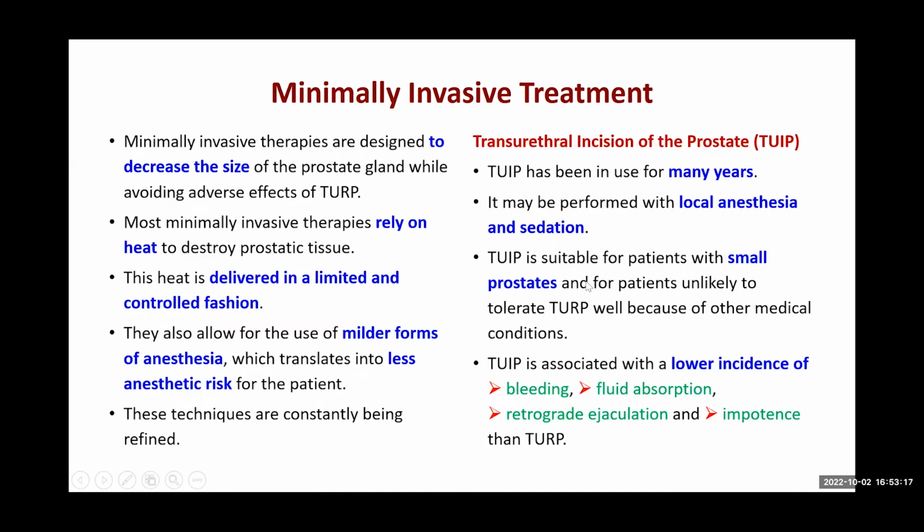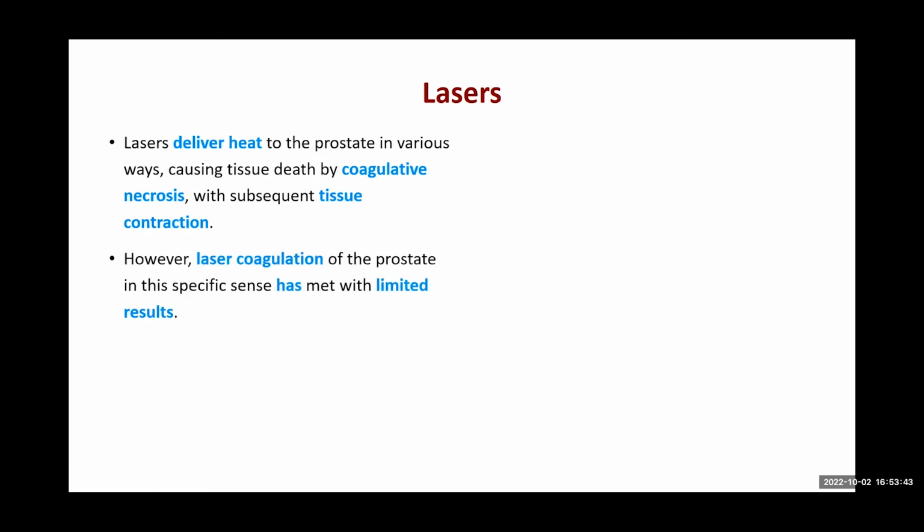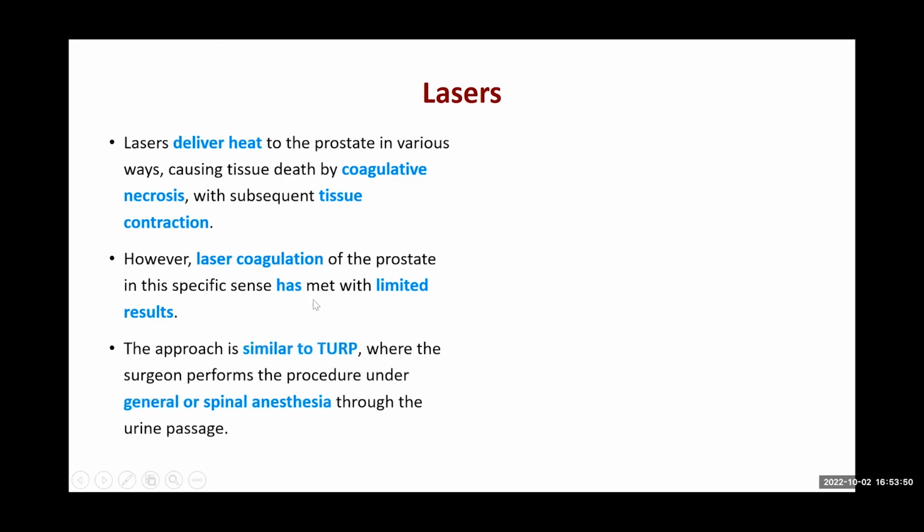So we have a condition attached to it, which is small prostate glands, and it has got less adverse effects than TURP. Now, lasers are very commonly being used, and there are different procedures and different techniques of using lasers. They deliver heat to the prostate in various ways, causing tissue death by coagulative necrosis with subsequent tissue contraction. Laser coagulation of the prostate in this specific sense has met with limited results. So that is one drawback.